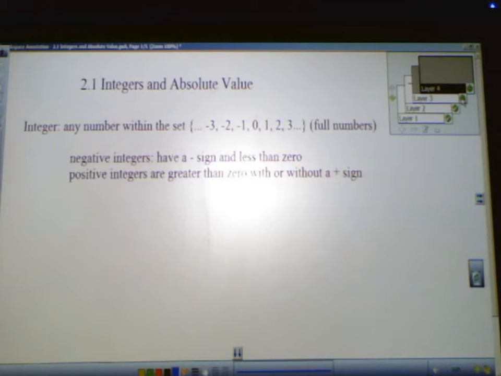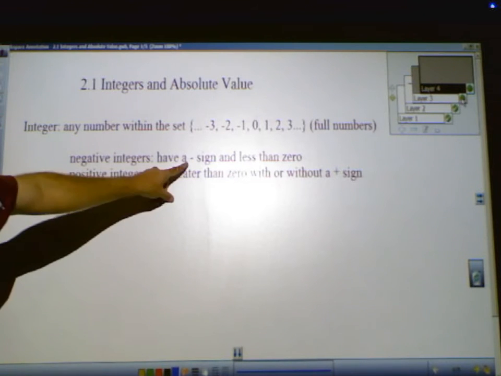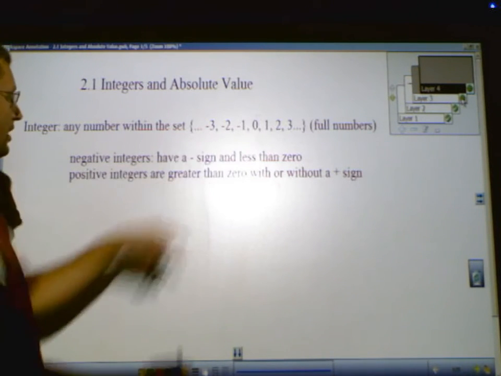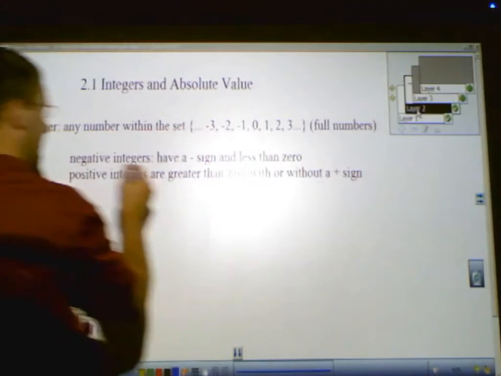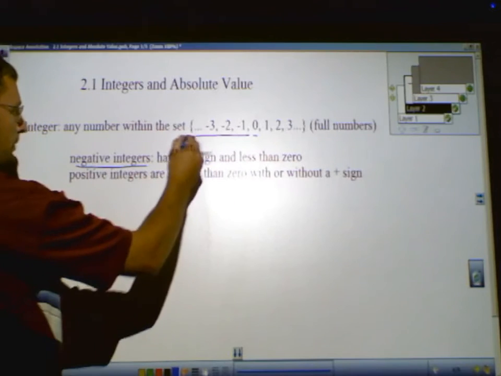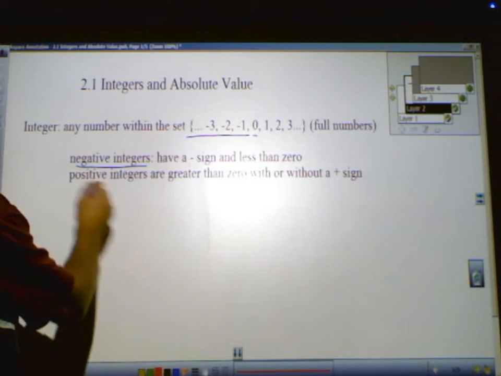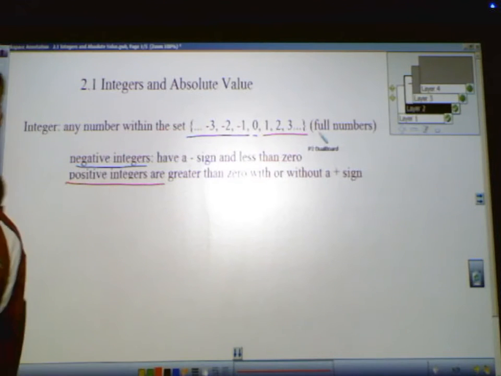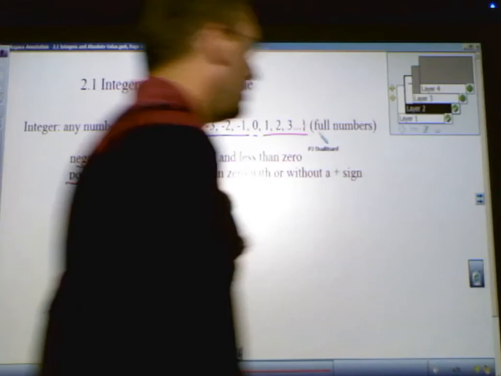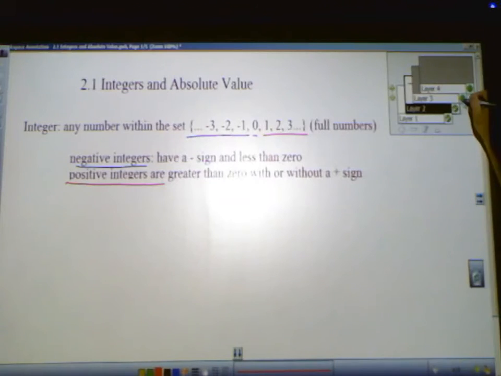Negative integers we'd represent with a negative sign, and those are always less than 0. Okay, so negative integers are going to be less than 0. Positive integers are greater than 0, and you can show that with the positive sign, but since we use positive numbers more often, typically we don't put a positive sign with it. Okay, so those are integers.